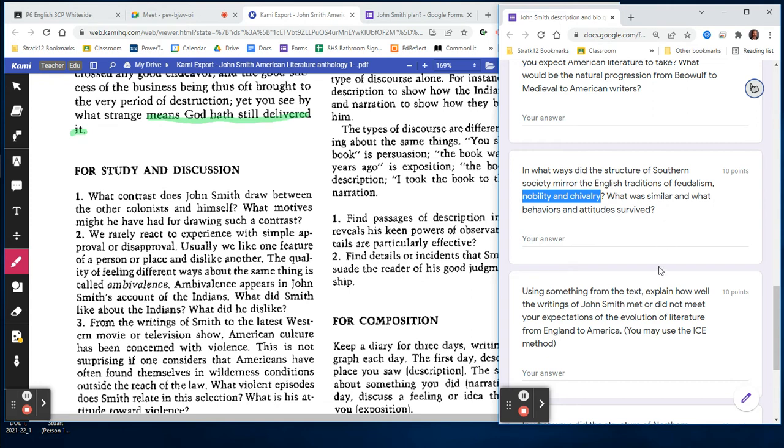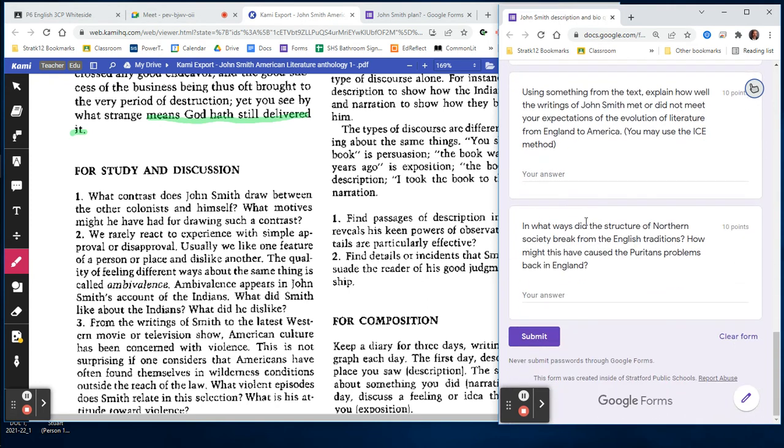And the last question. Using something from the text, explain how well the writings of John Smith met or did not meet your expectations of the evolution of literature from England to America. So you're going to try to find something that you think is different because he wrote this in America. Look for the influence of the wilderness. Look for the influence of the difficult time they had. Look for the adventuresomeness.